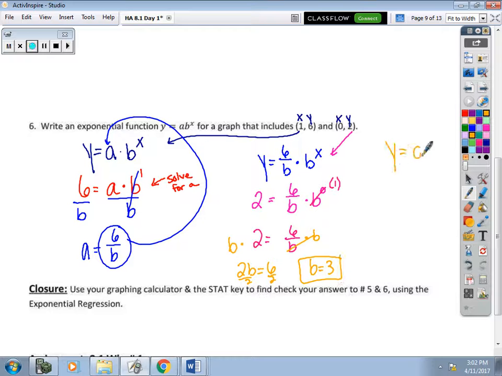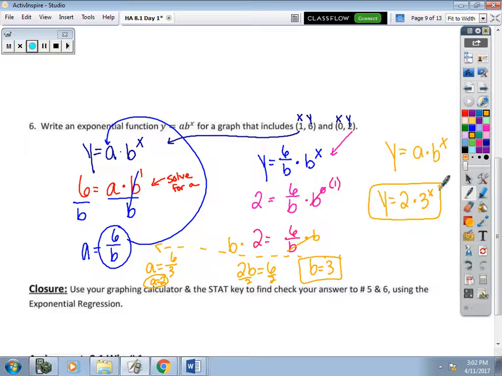Okay, so my final end goal is to get the values of a and b and plug them into our exponential format. So to figure out what a is, I'm going to take my b value, plug it back into my a equals formula. And we'll get a is 2. So my equation would be 2 times 3 to the x.